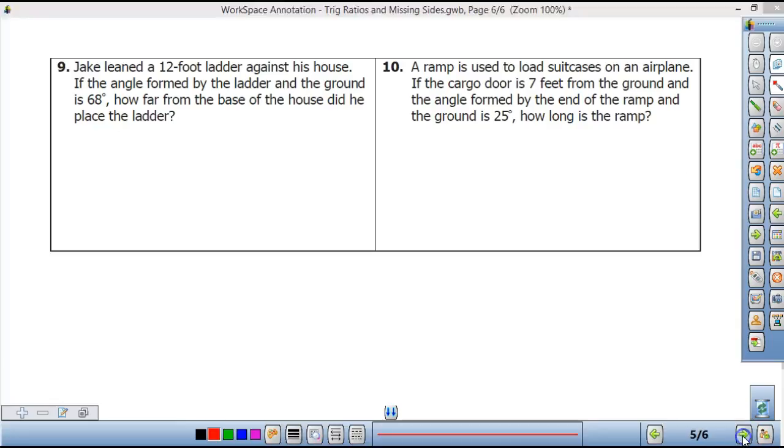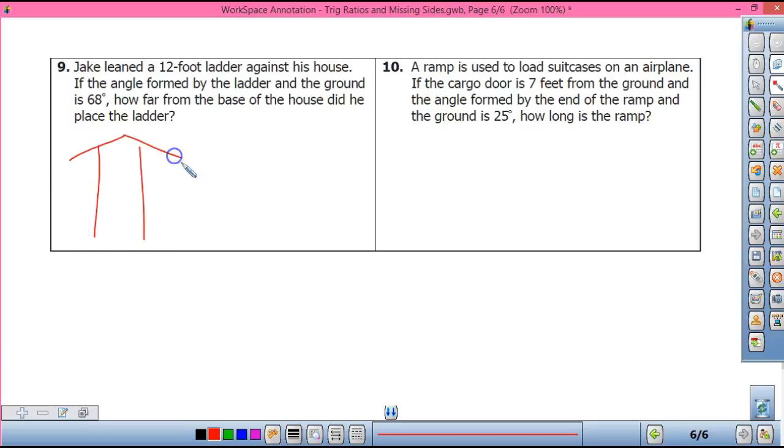All right, word problems. Always draw pictures. Okay? We've got a 12-foot ladder leaning against the house. I've got my ladder. And I don't want to go very steep because that scares me. So my ladder is 12 feet. If the angle formed by the ladder and the ground, so ladder and the ground is where? Down here, right? This is my grass. So this is a 68-degree angle down here. How far from the base of the house did he place the ladder?